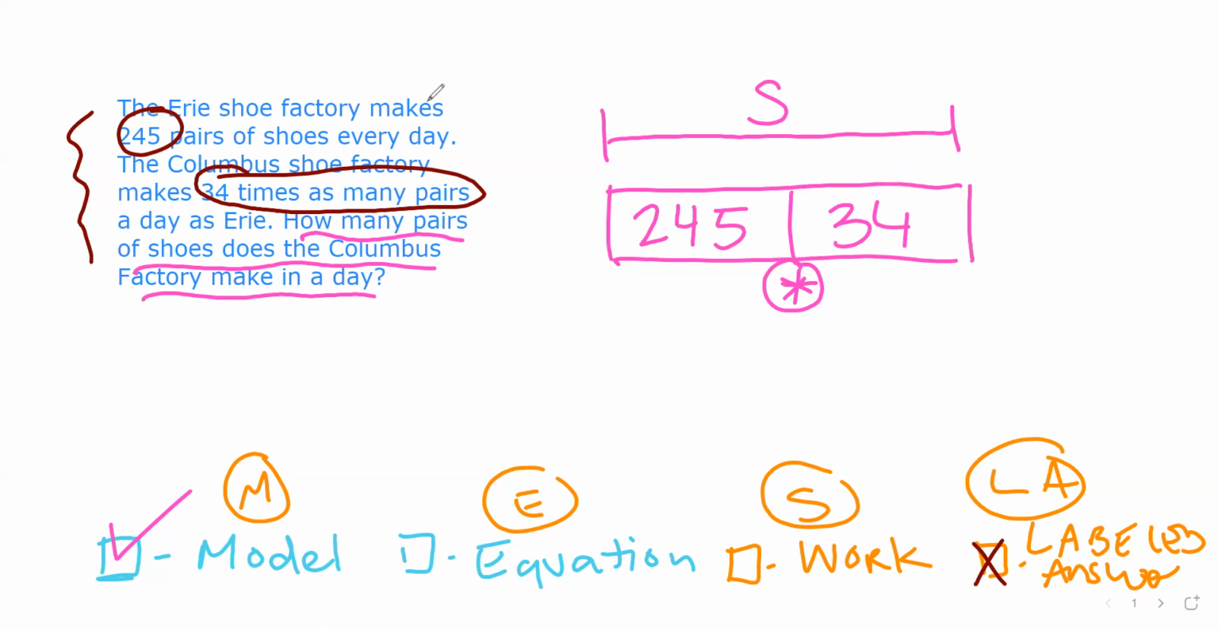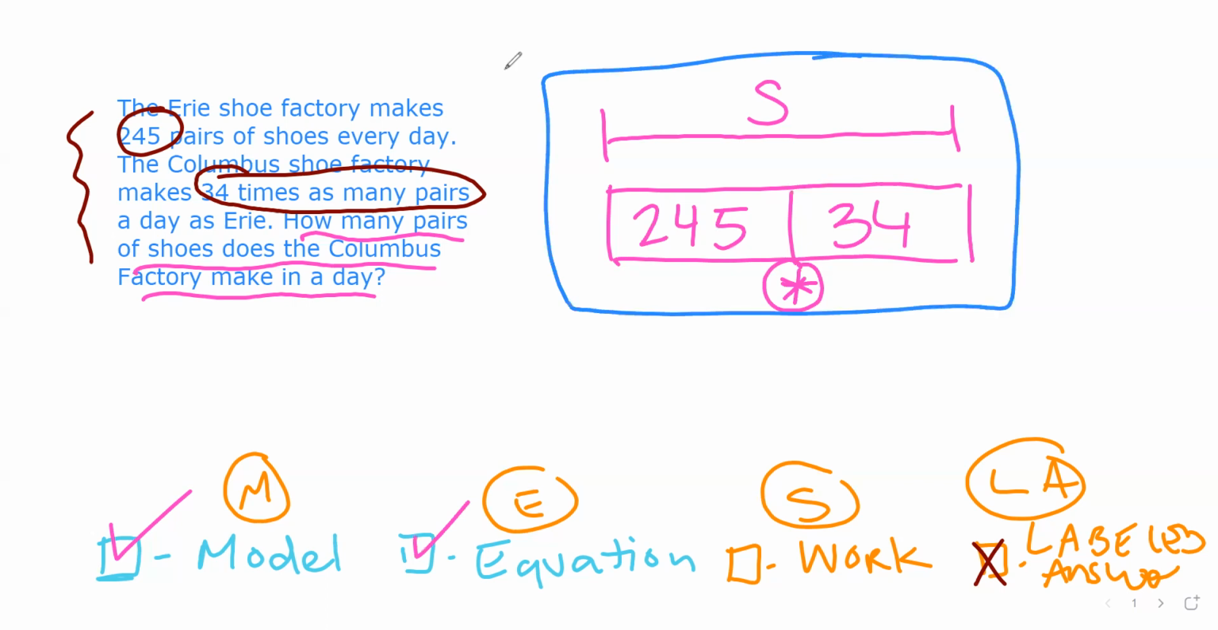The next thing I want to make sure I do is that equation. The equation comes straight from your model. That's the other cool thing, this model, I just translate to my equation. 245 times 34 equals S for shoes. That's an equation. That's it. There seems to be this weird misconception that an equation means you're doing a bunch of work. You're not doing a bunch of work. You're just writing down the sentence of what you're going to do. So there's the equation.